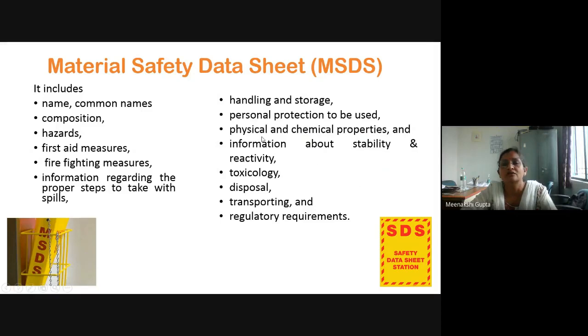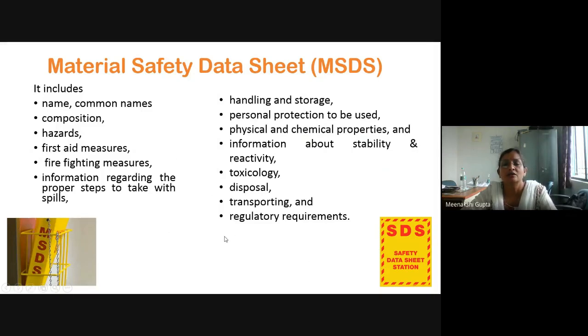Then some physical and chemical properties of the particular chemical are also given in this. Then information about stability and reactivity is there in the material safety data sheet. Then toxicological information, disposal. Disposal means, whenever we have used and have to dispose of that particular chemical, what is the procedure to dispose of it.